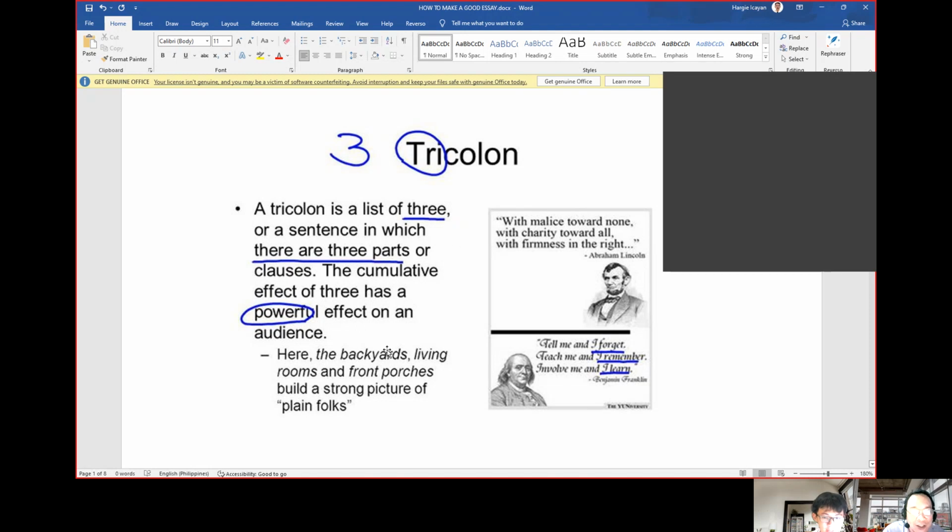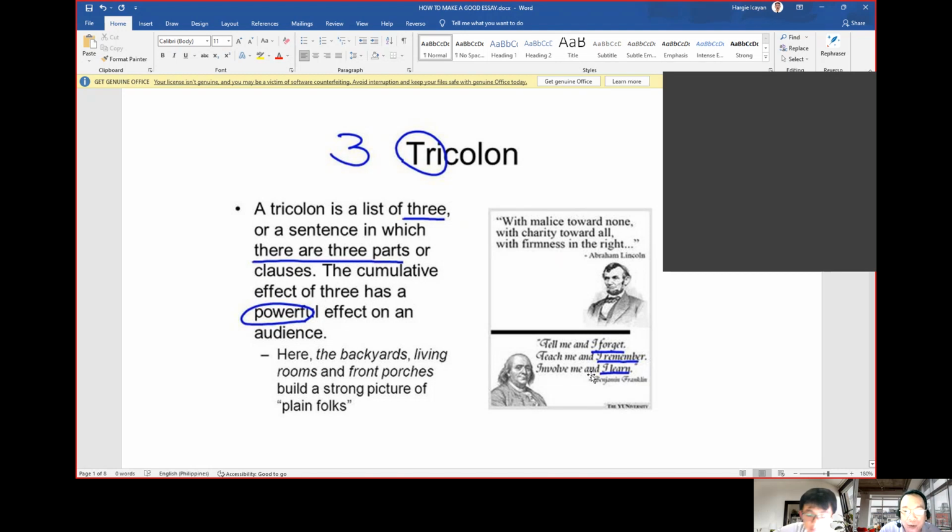That is three colons. So we have three colons here. But in this particular example, we have only two. Now, take a look at this one. With malice toward none, colon. With charity for all, colon. With fairness in the right. Of course, you can put in there not a colon, but it's the end already. If you're going to continue, you have to put a colon in there.